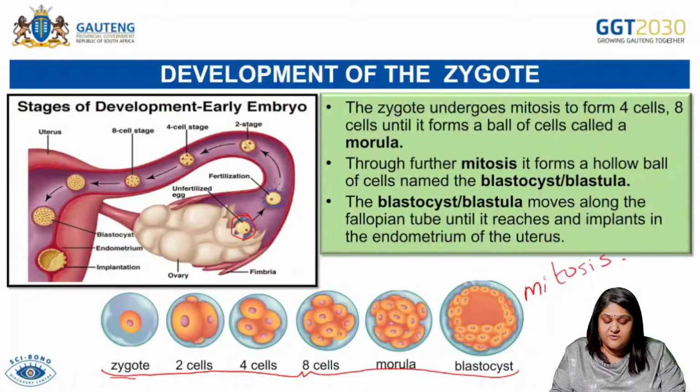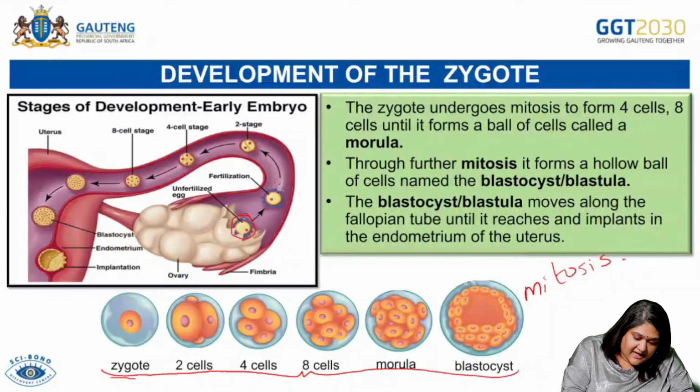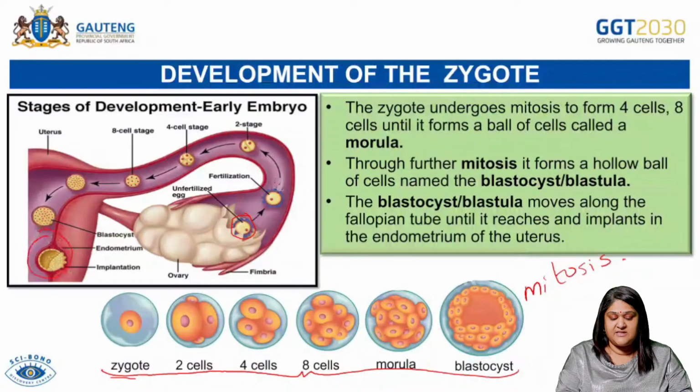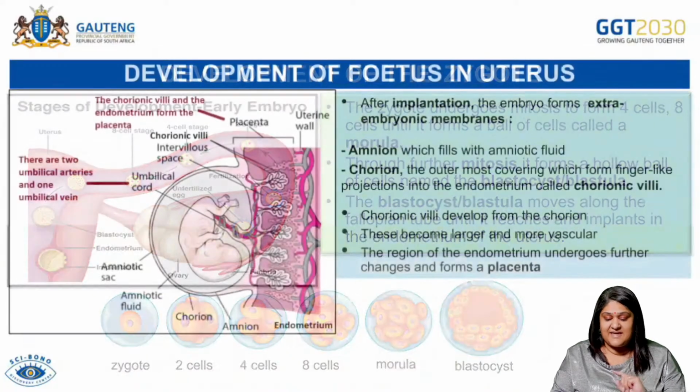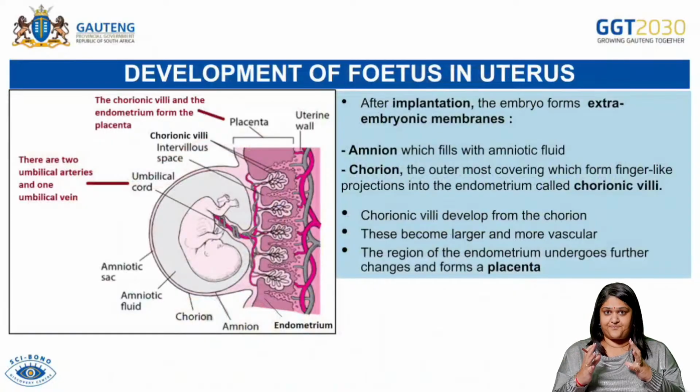So this is going to develop via mitosis, not meiosis, mitosis. And then it's going to go down into the uterus and it's going to implant. We have implantation that is going to occur. It's going to implant into the endometrium. Okay. And once it does that, grade 12s, it's going to form different layers.